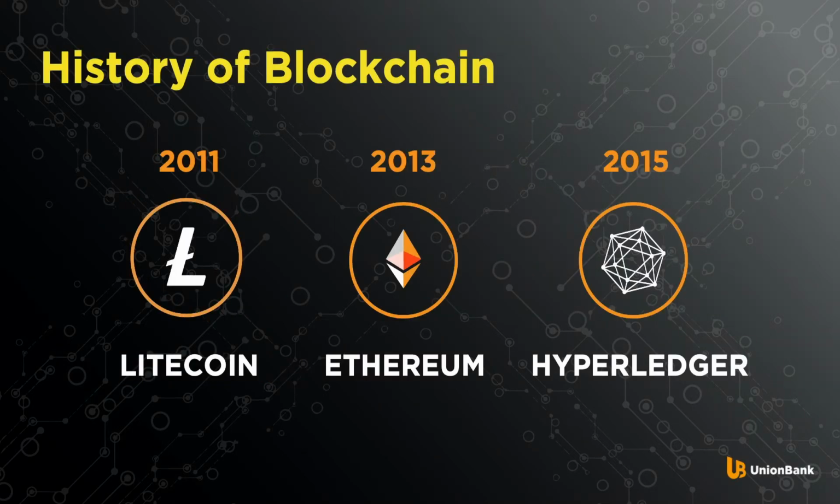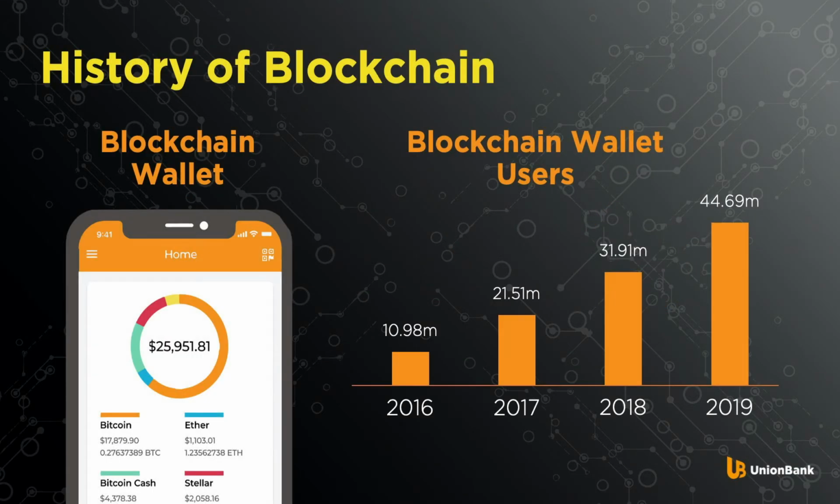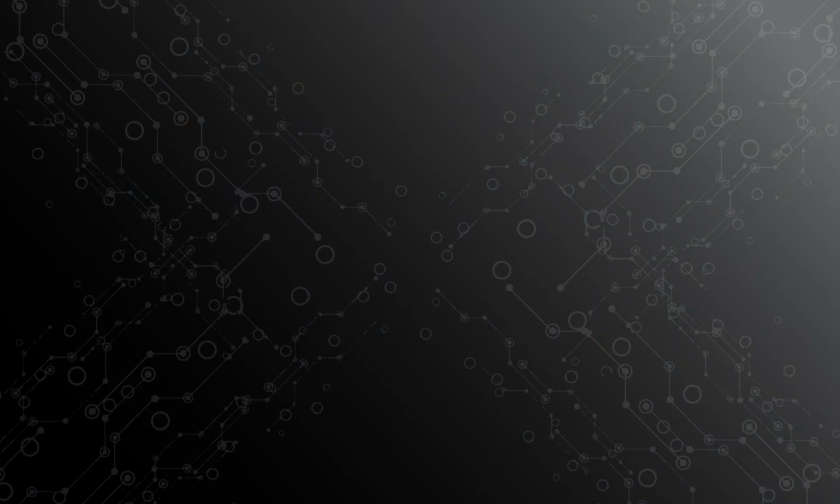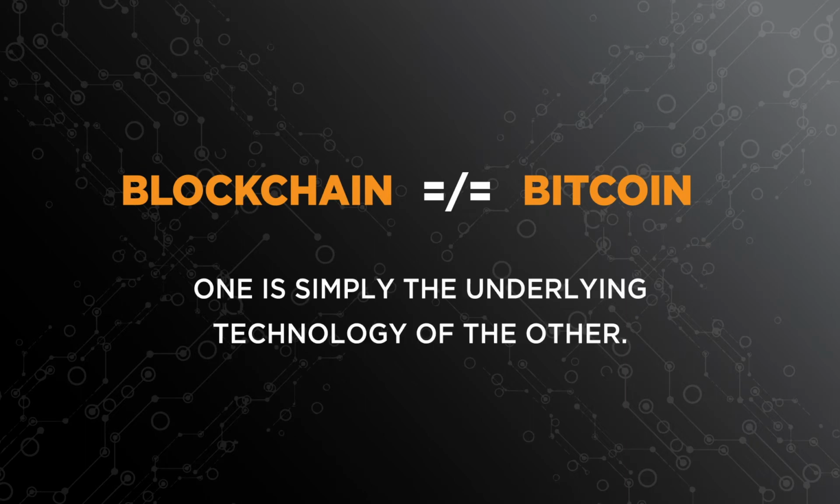In 2015, other types of blockchain platforms such as Hyperledger and Ethereum went live, making it available for the general public. It was evident that the public adoption of blockchain was on the rise with over 28 million blockchain wallet users worldwide, according to Statista. Although blockchain's first use case was Bitcoin, it shouldn't be misunderstood that Bitcoin is blockchain and blockchain is Bitcoin. One is simply the underlying technology of the other.